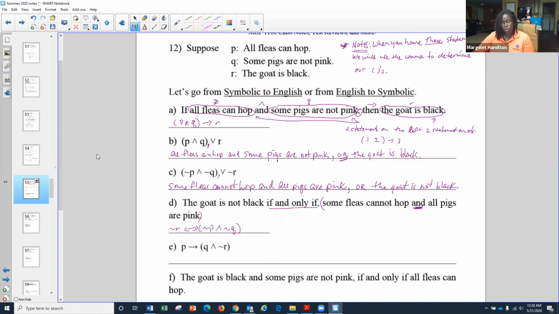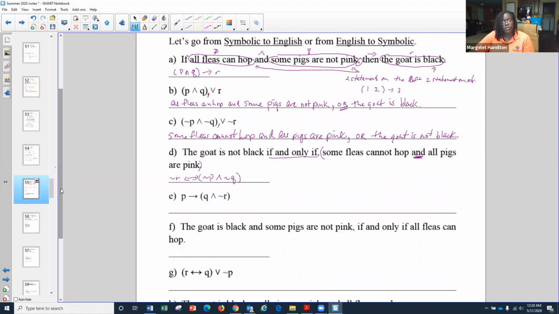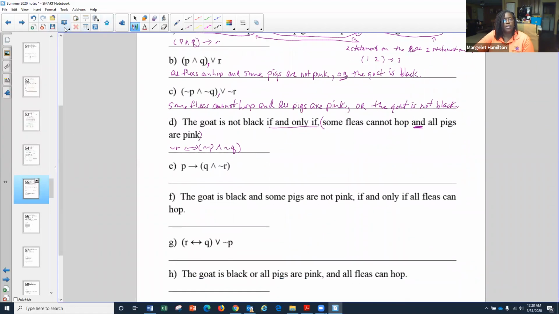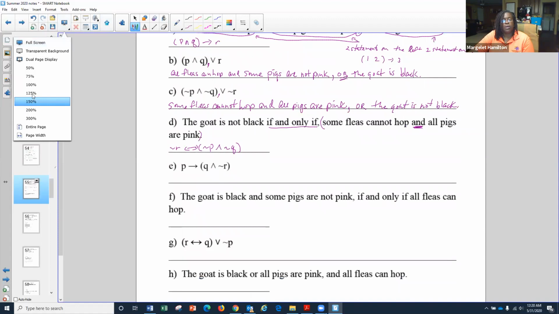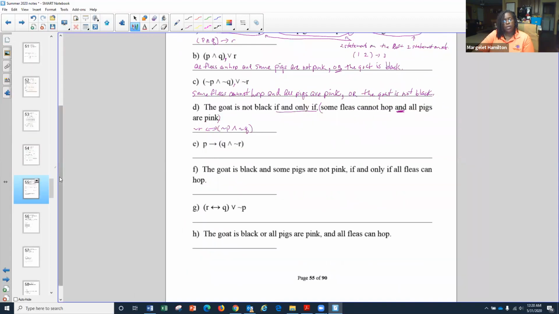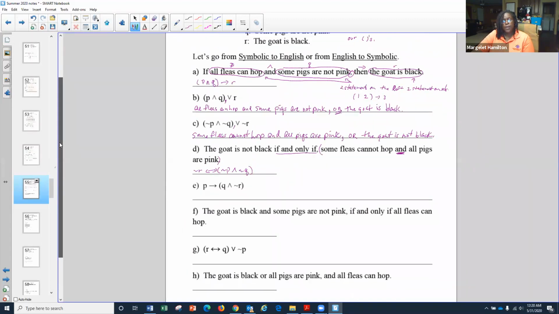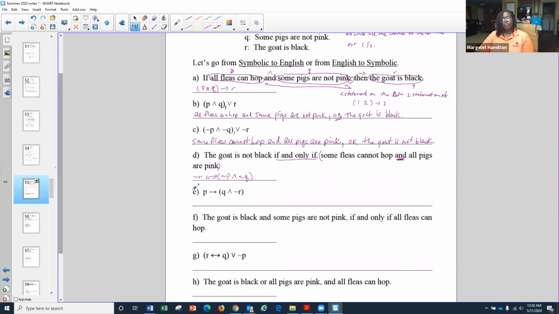Let's go to E. Let me pull the page down for us. I'm going to make it just a little, there we go, so I can pull the wording. Okay, so E, we have P implies, in parentheses, Q and not R. All right, so you see the parentheses on the back half of our if-then statement.